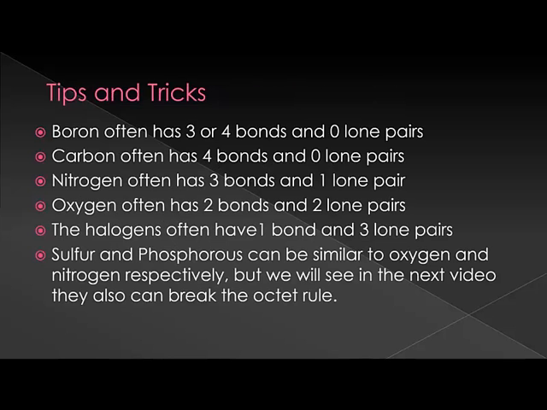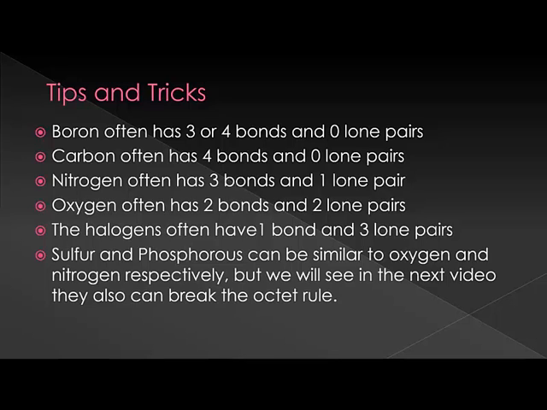Now let's go over a couple of tips and tricks. These are one of those things that I guess you could memorize if you want. If you do enough of them, you'll already have them memorized. So it may be better to just keep some notes on this handy with you when you're doing these, and eventually it'll just become second nature to you. So boron is often going to have 3 or 4 bonds and 0 lone pairs. And you may be thinking, okay, well that means it doesn't have an octet. We'll talk about that more next video.